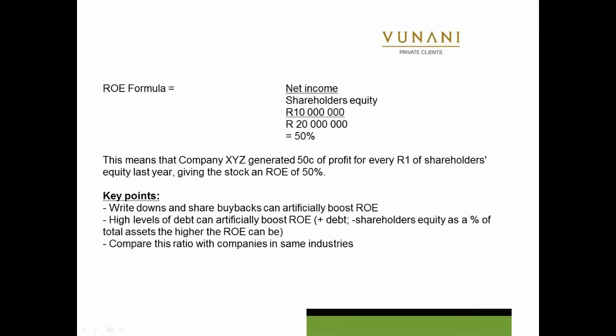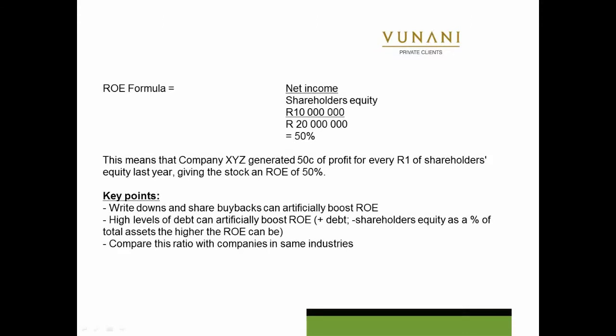So key points here again: write-downs and share buybacks can artificially boost ROE. What this essentially means is that if a company scraps an asset or sells an asset and therefore records a higher net income, they haven't been operationally great, they just sold an asset to boost that net income and increase that ROE number.